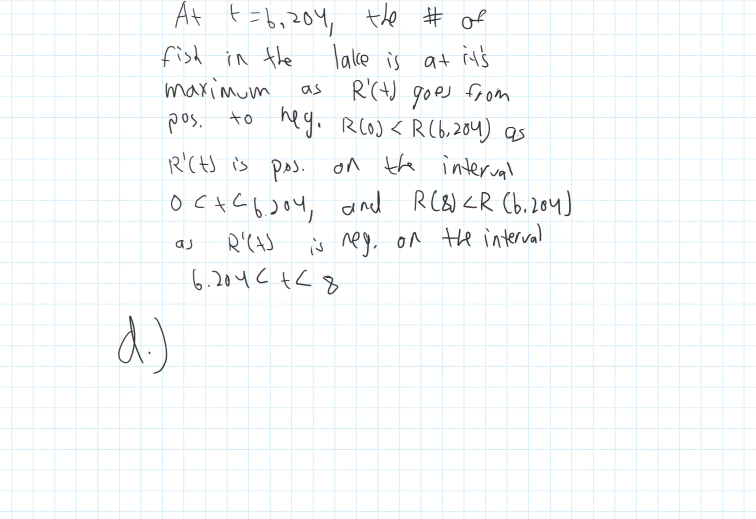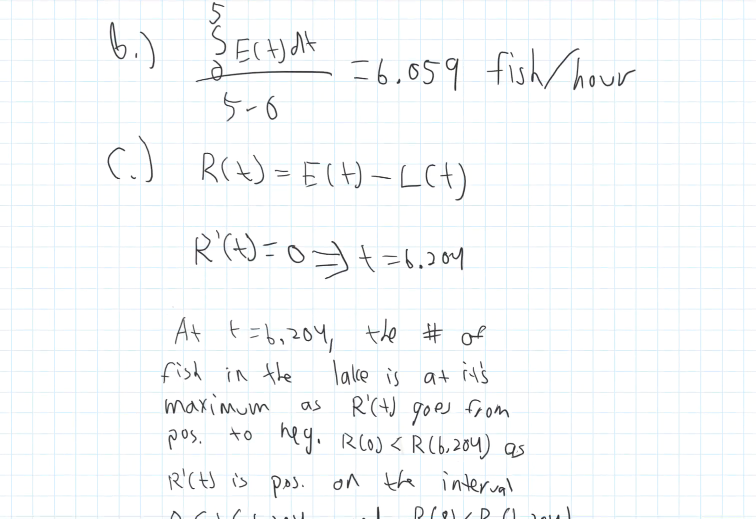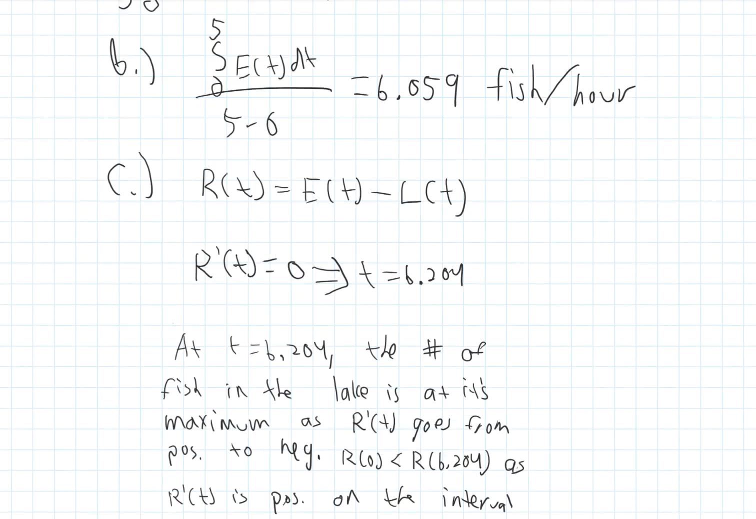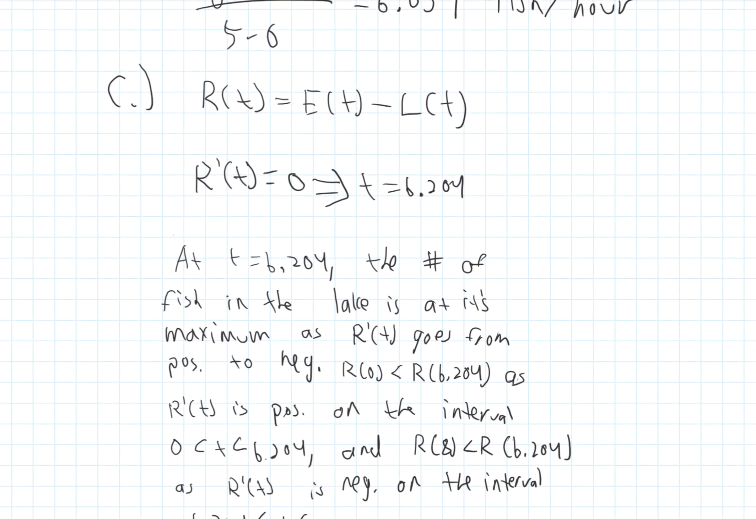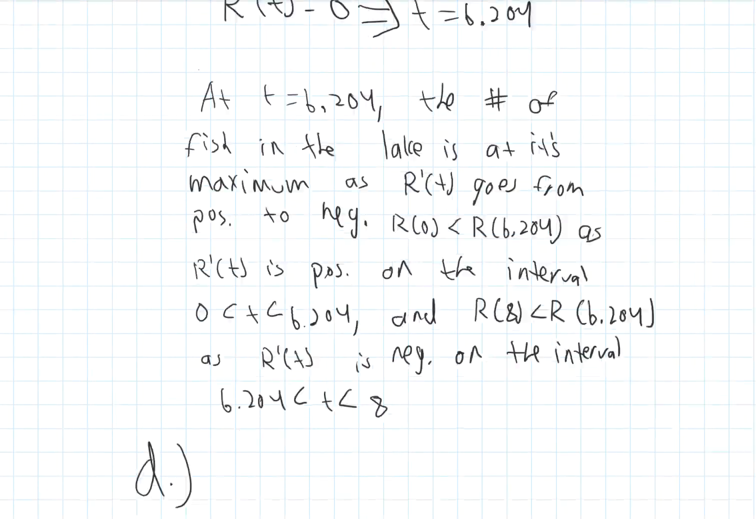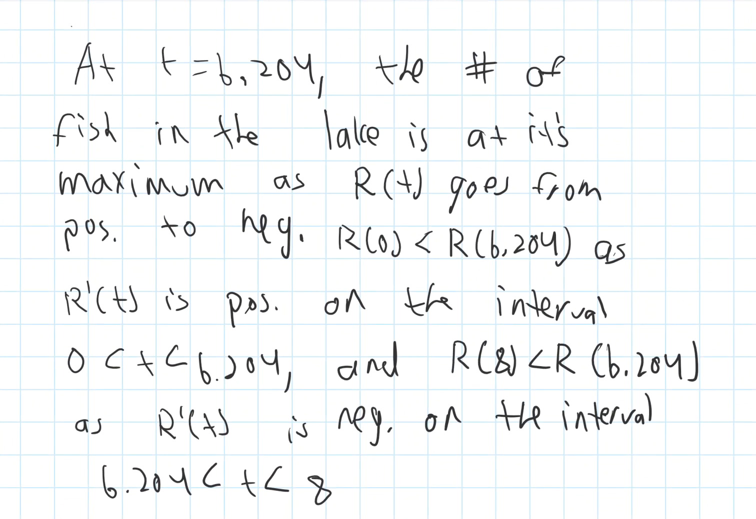Now we have part D. D simply asks if the rate of change of the number of fish is increasing or decreasing at 5 a.m. Well, R represents our rate of change. Sorry, I just realized I actually made a mistake. We don't need to consider R prime of t, just R of t. So therefore, we can get rid of our primes here. And we are all set.